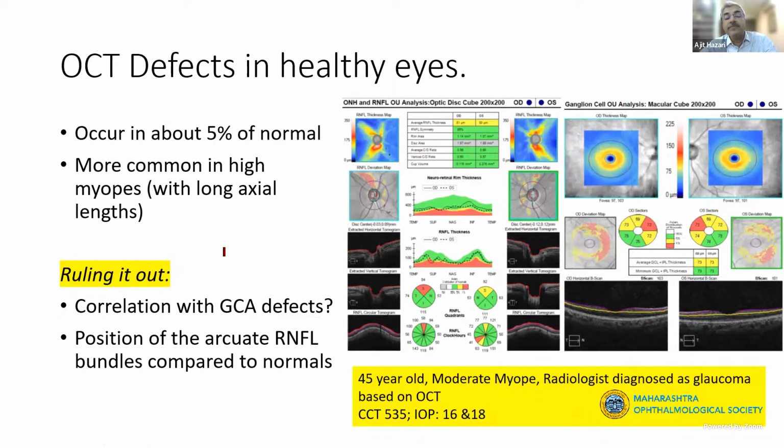If you look at OCT defects, they can happen in about 5% of healthy eyes. And they're more common in high myopes, especially the ones with long axial length. So how do you rule it out?